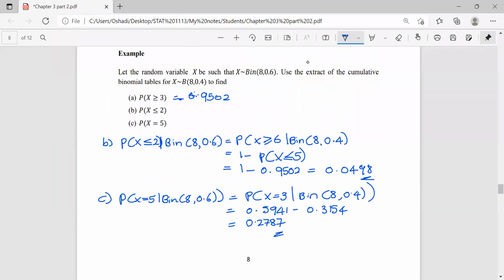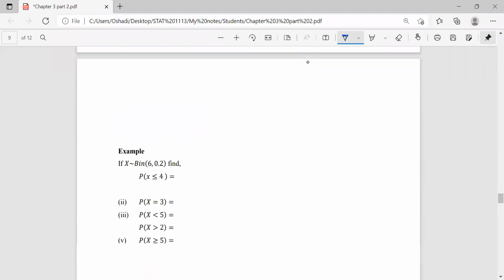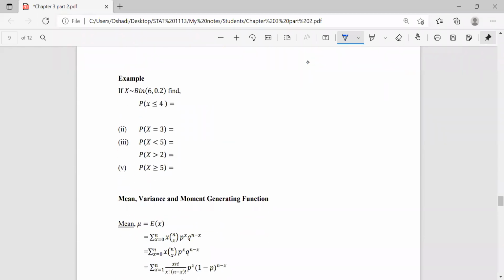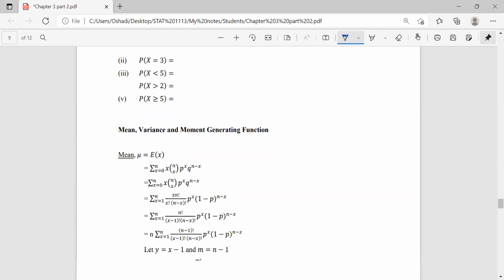Any problem up to now? I guess no, right? So I think you can find the answers for the next example. It is very easy, you can directly use the table. So this is part 1. You can find the answers, right? We can discuss.